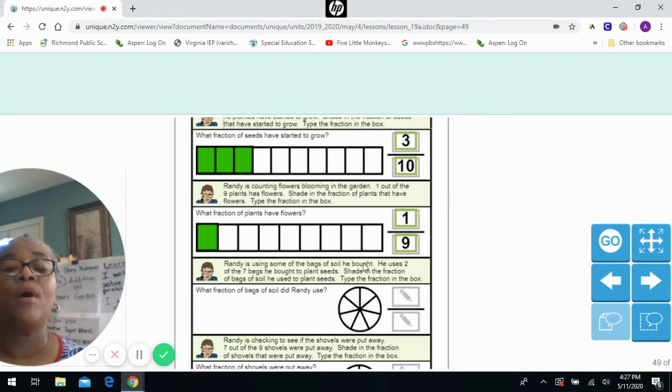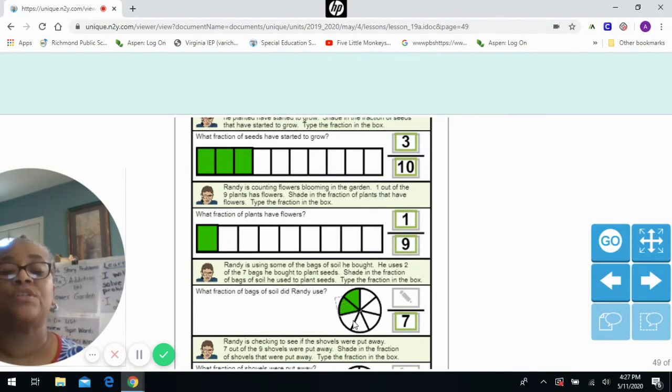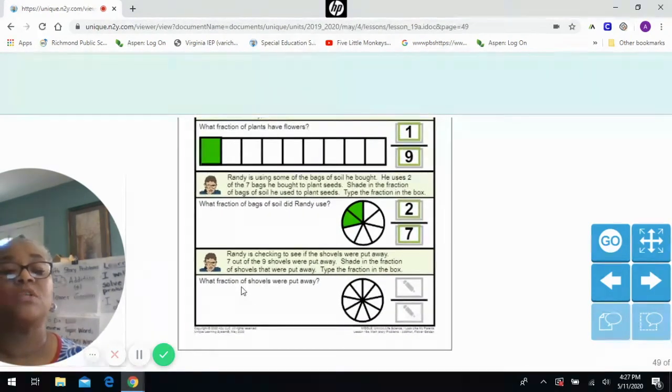Okay, so he bought how many? He bought 7 bags and he does what? So that's all of the bags. He bought 7. So that's the whole. Everything he bought was 7. Now, how many did he use? 1, 2, is it 3? It's 2. Yes. So we put 2 there. All right, very good. All right, the next one, we're still working with the fraction wheel.